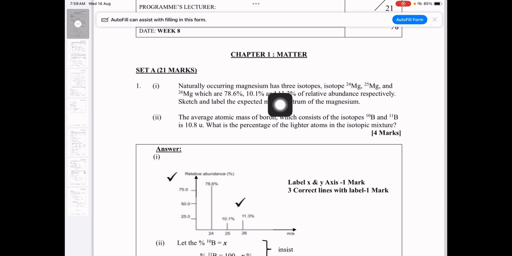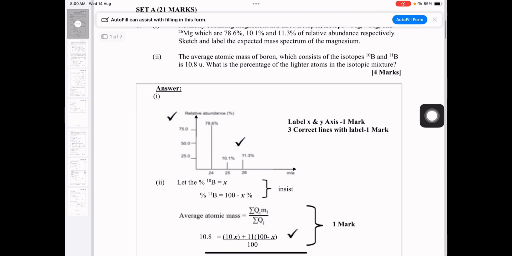Naturally occurring magnesium has 3 isotopes, magnesium-24, magnesium-25 and magnesium-26, which are 78.6%, 10.1% and 11.3% relative abundance respectively. Sketch and label the expected mass spectrum of the magnesium. Okay, soalan pertama dia nak kita sketch the expected mass spectrum of magnesium for these 3 isotopes.